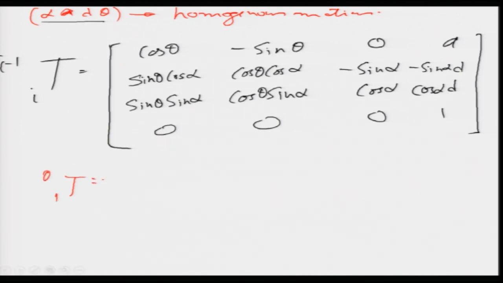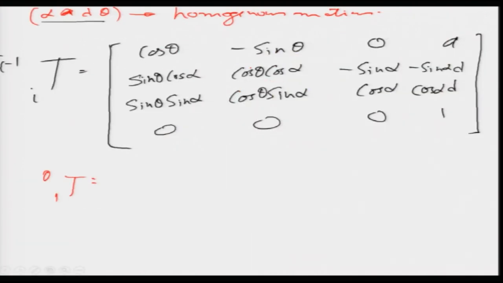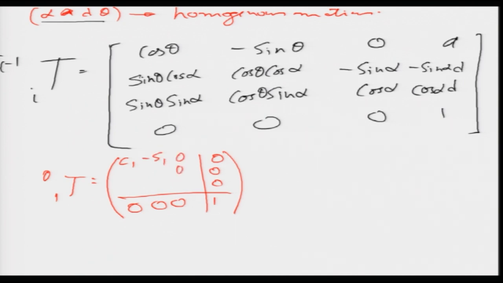If I take the first row, 0, 0, 0, theta 1, and put it into this matrix, then I get the relationship which is written like this: the last row is 0, 0, 0, 1, here it is 0, 0, 0, this is cos 1, minus sin 1, 0, 0, 1, this is sin 1, cos 1, and this is 0, 0. In short, I am writing cos theta 1 as C1, and similarly sin theta 1 as S1, just to write it in short.